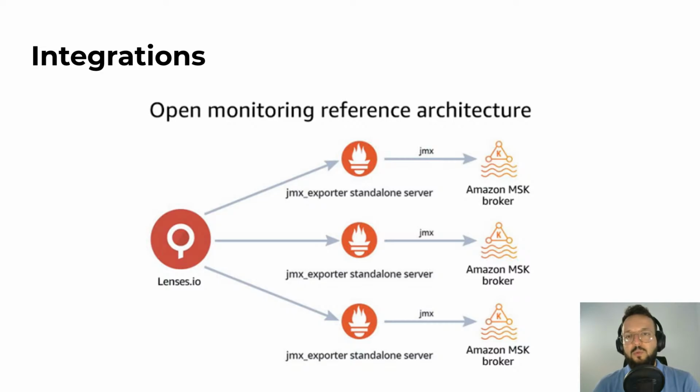Another example when it comes to integration is the one that I mentioned about open monitoring. So you have the ability to export the metrics from the brokers via JMX, and then to fetch those from, for example, Lenses.io or Datadog, to monitor your Kafka clusters inside those tools. So it's also a pretty important and pretty interesting integration.